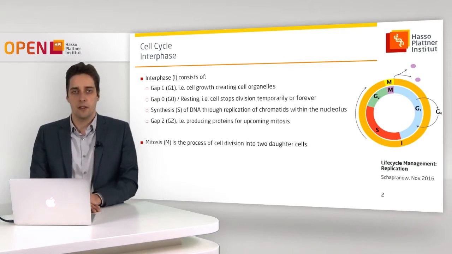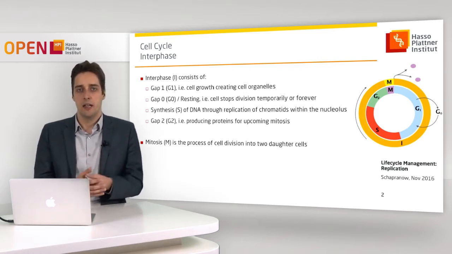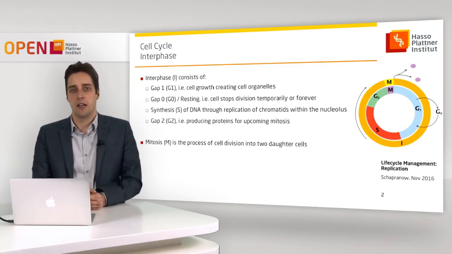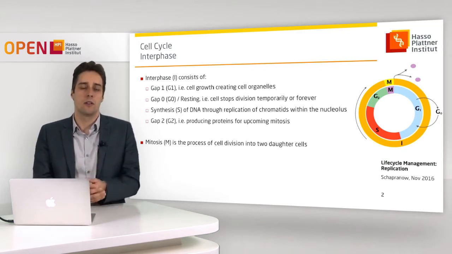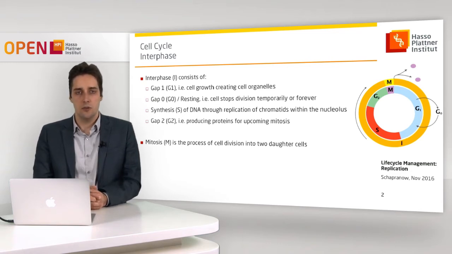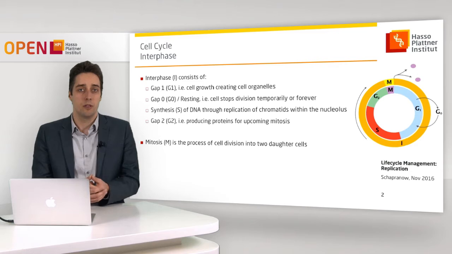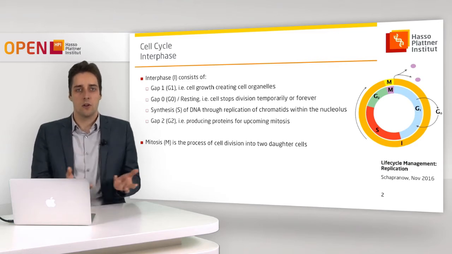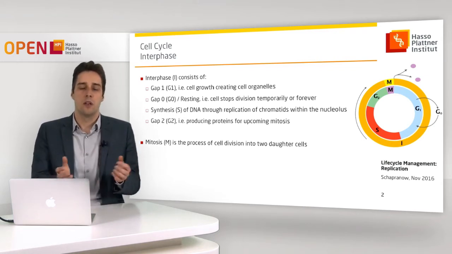After the G1 phase, you have the synthesis phase. The synthesis phase is important because DNA here is replicated, and it is important to have the same information available in both daughter cells. And the G2 phase is important for producing all proteins which are involved in the following mitosis phase. This is all part of the interphase. And the mitosis phase, you see it on the top, indicated by the M. This is actually the phase when the cell really divides into two daughter cells.